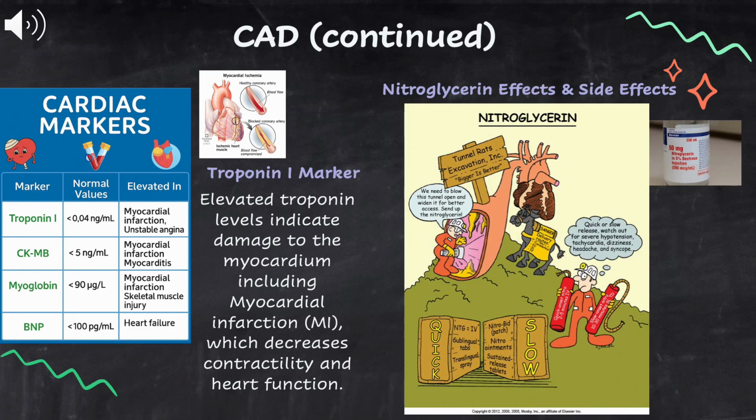Because vasodilation is systemic, patients commonly experience headache, dizziness, and hypotension. These effects are expected and should be included in patient education so they are not mistaken for worsening cardiac symptoms. Understanding how troponin confirms myocardial injury and how nitroglycerin improves oxygen balance helps nurses interpret lab results, monitor for adverse effects, and support safe, effective management of acute coronary syndromes.